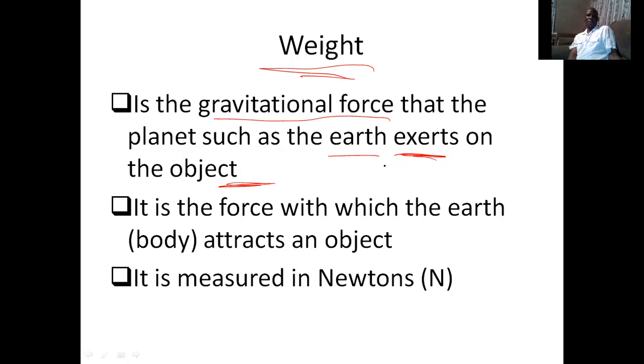Even on Earth, the gravitational force that is exerted on a body would be different at different locations. It is a force with which the Earth or a body attracts, as I indicated, an object. It's important to note that weight is measured in newtons, with a capital N. So this is very important.